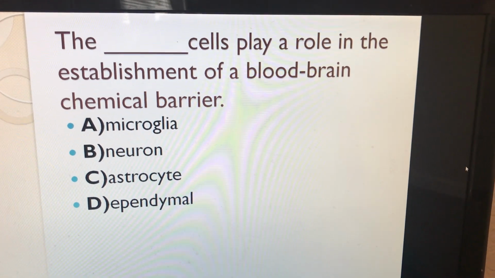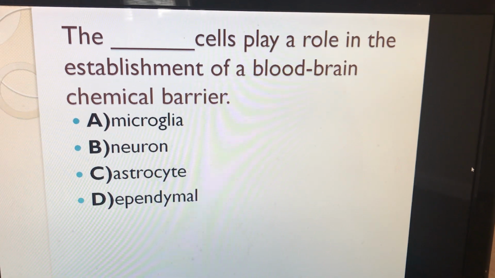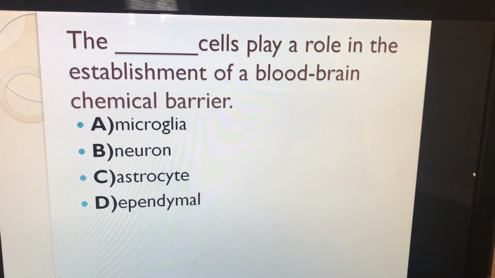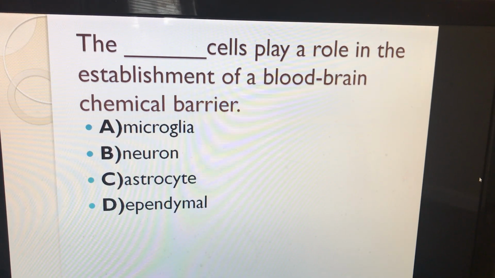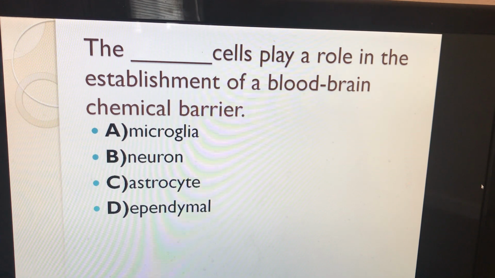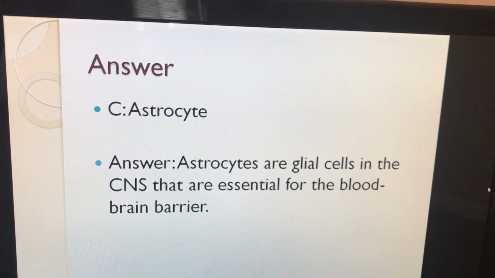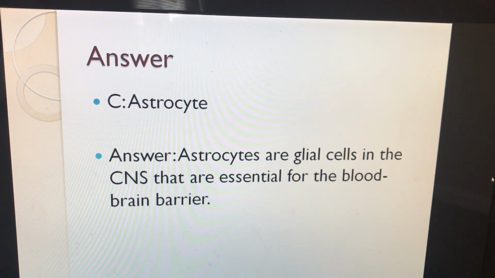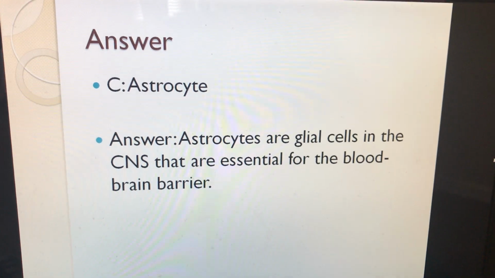The blank cells play a role in the establishment of a blood-brain chemical barrier. A, microglia, B, neuron, C, astrocyte, or D, ependymal. The answer is C, astrocyte. Astrocytes are glial cells in the CNS that are essential for the blood-brain barrier.